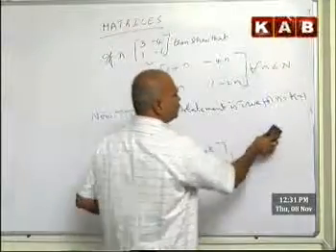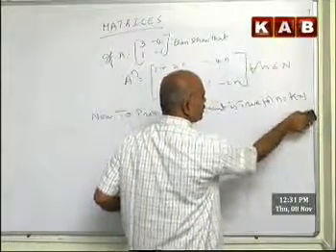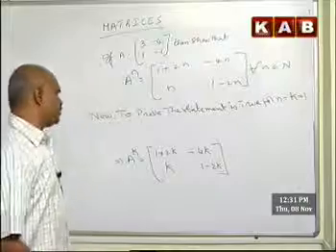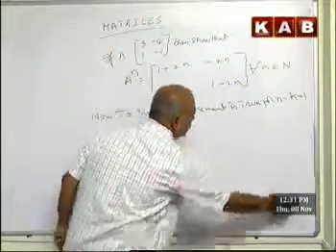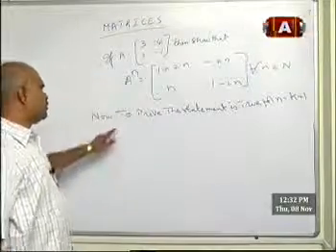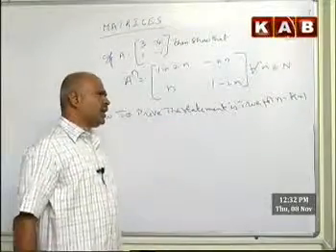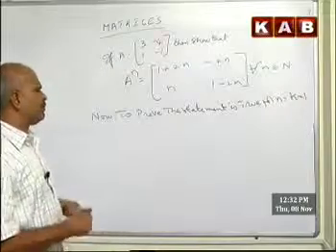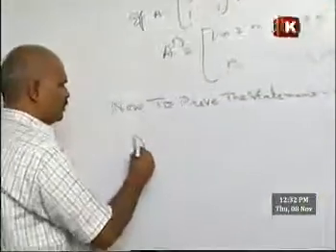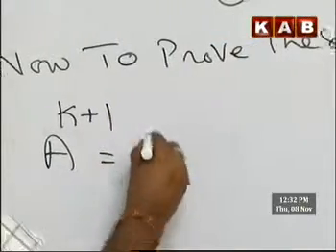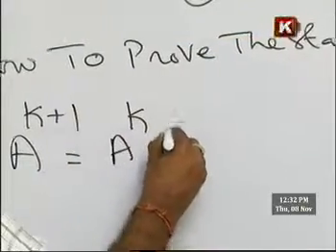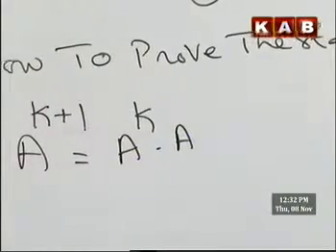n is equal to k plus 1. True for n is equal to k plus 1. So this is the chance what I can say that to prove the statement is true for n is equal to k plus 1. Now I would like to prove this one, a power k plus 1. This is equal to a power k into a power k into a.